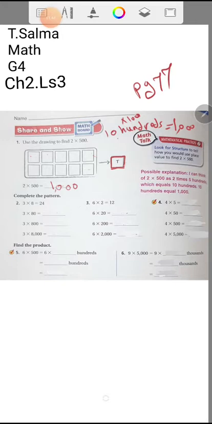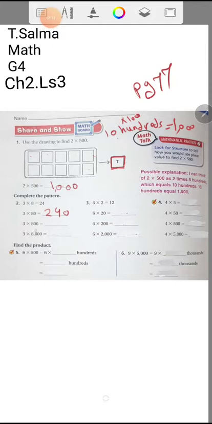Now complete the pattern. Let's see exercise number 2. The basic fact here, 3 multiply 8 equals 24. This is the basic fact. So let's continue. 3 multiply 10th number, 80. I will multiply 3 by 8, the answer will be 24. And put a 0 next to the answer, so it will be 240.